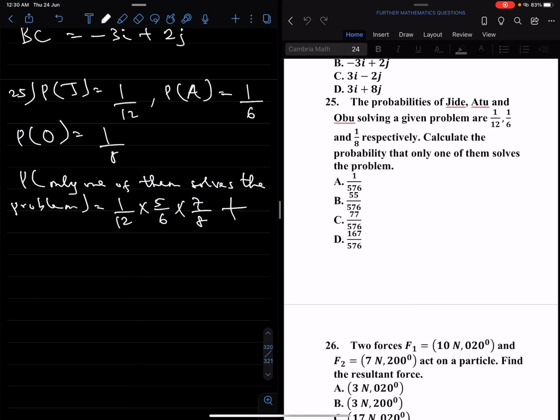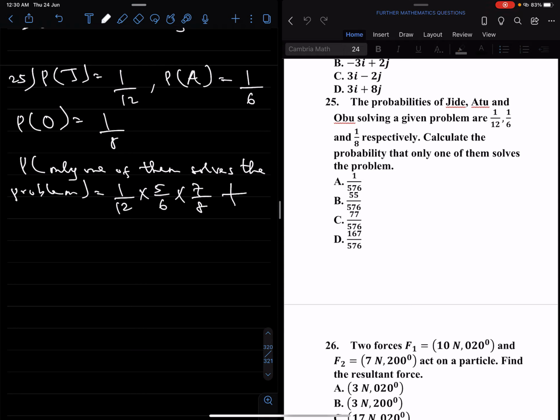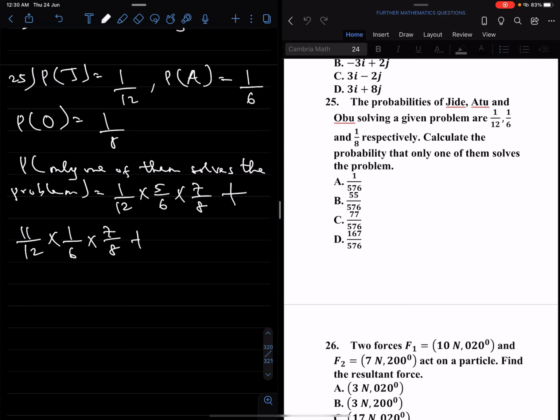let me put that here, the probability that only Atu solves it, that's the probability that Jide doesn't solve it, which is 1 minus the probability that Jide solves it, and that's 1 minus 1 over 12, which is 11 over 12, times the probability that only Atu solves it, multiplied by the probability that Obu also doesn't solve it, which is 1 minus 1 over 8, and that's 7 over 8, plus the probability that only Obu solves it.